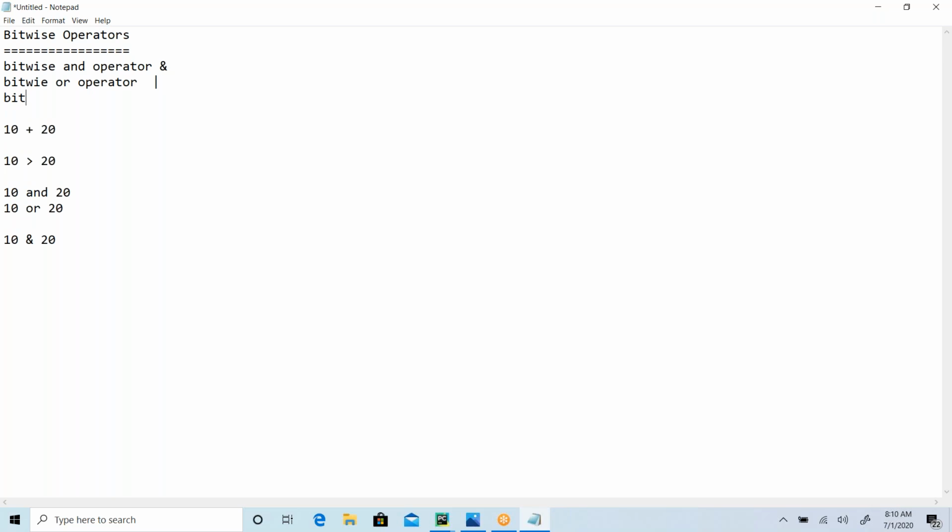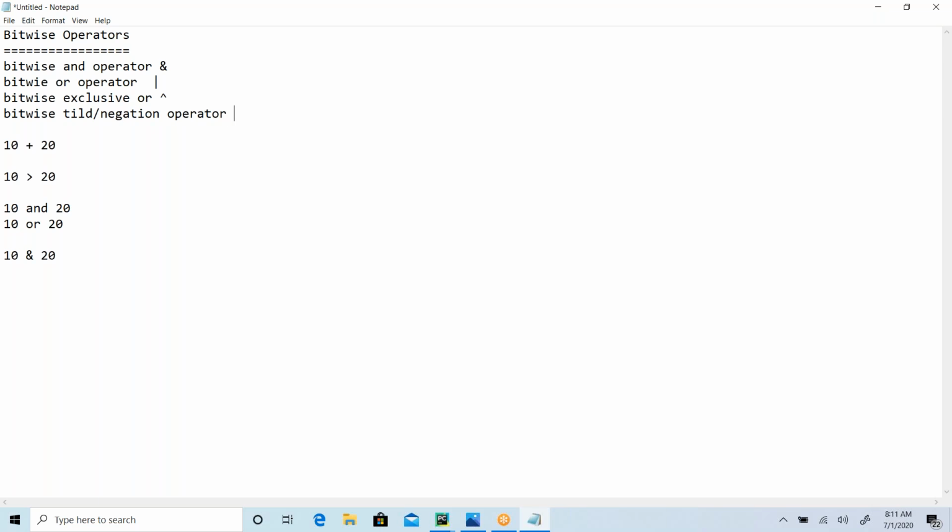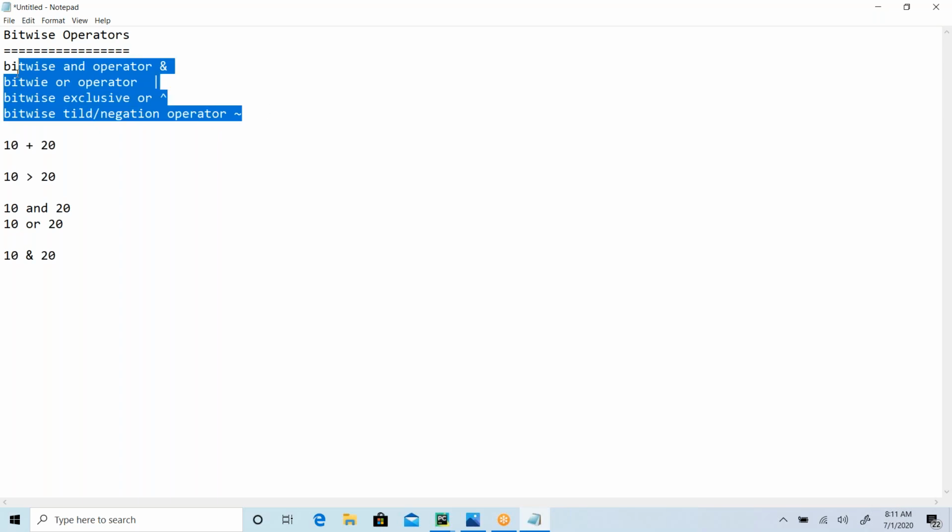So we have something called bitwise exclusive OR, which is the cap symbol. Then bitwise negation, which we also call the tilde operator. So this is going to be represented using this. Understand? Okay.